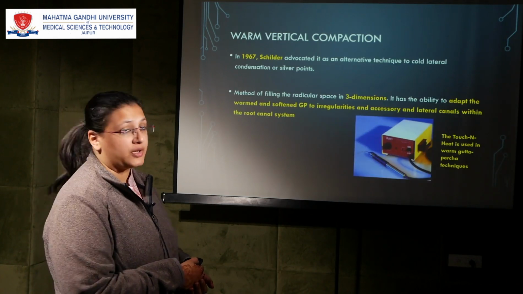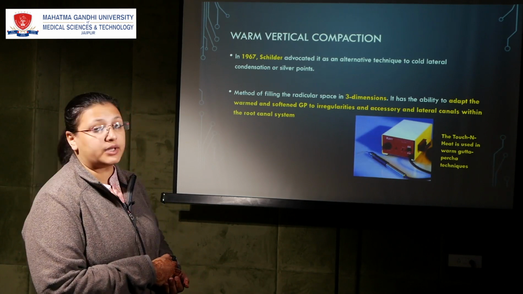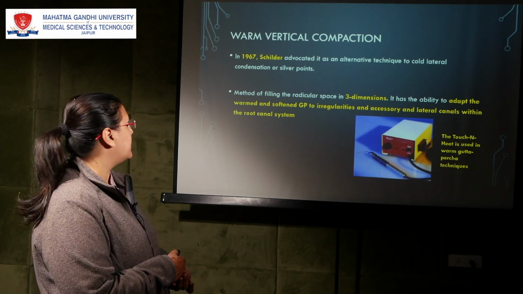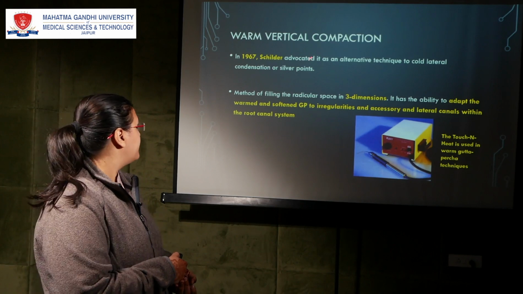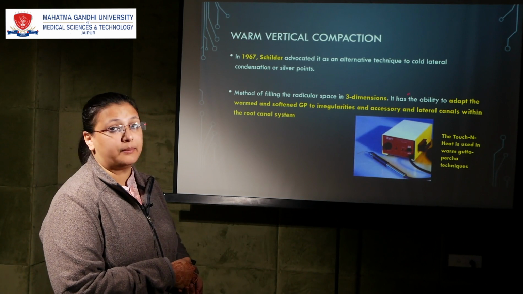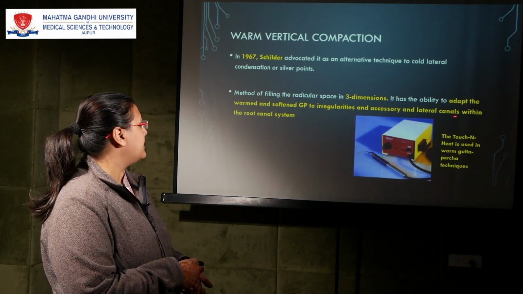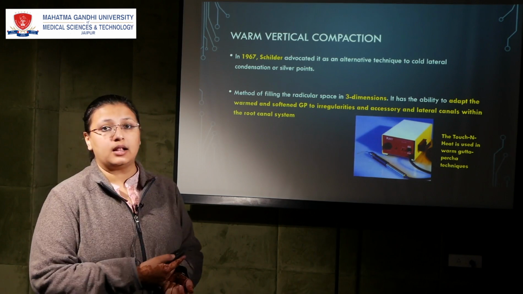Warm vertical compaction, in 1967, Schilder advocated it as an alternative technique to cold lateral condensation or silver points. It is a method of filling the radicular space in 3 dimensions, and it has the ability to adapt to and soften irregularities and lateral canals within the root canal system.